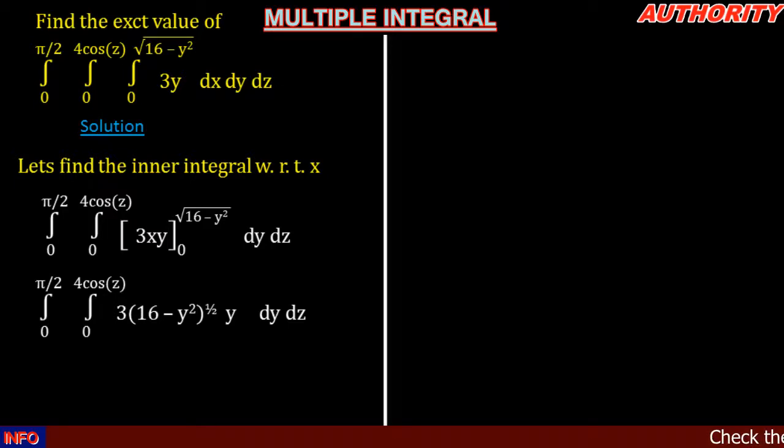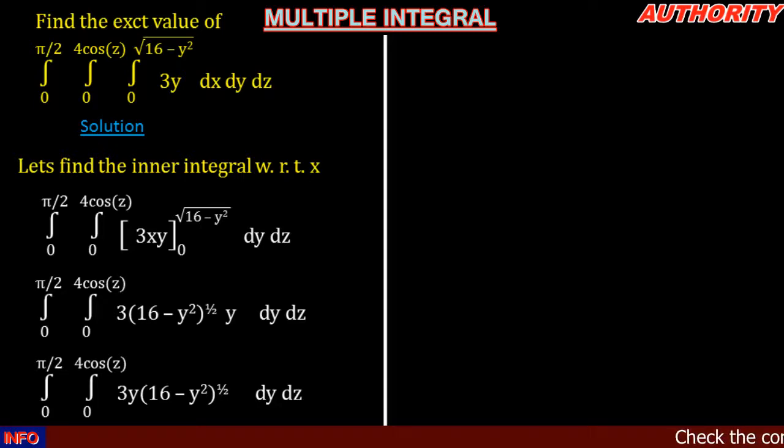Now let's go. Here we have the integral from 0 to pi over 2 and the integral from 0 to 4 cos z of 3y, open bracket, 16 minus y squared, close bracket, raised to power 1 over 2, dy dz. So this integral has now reduced to a double integral. In this case, you also have the inner part and the outer part.